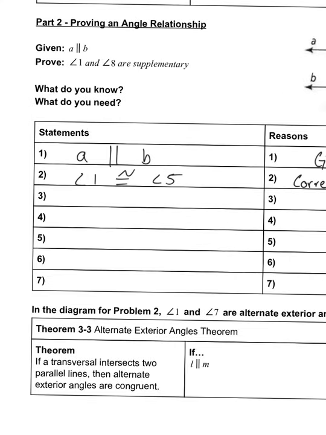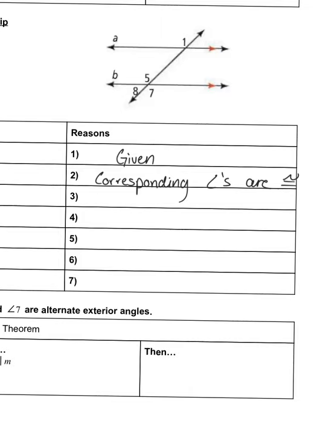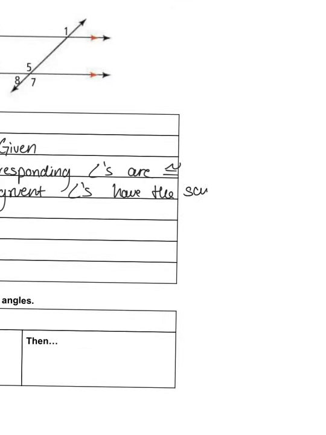So if angle 1 and angle 5 are congruent, then the measure of angle 1 is equal to the measure of angle 5. And the reason for that is congruent angles have the same measure. Right? We know that. It's pretty simple, right?